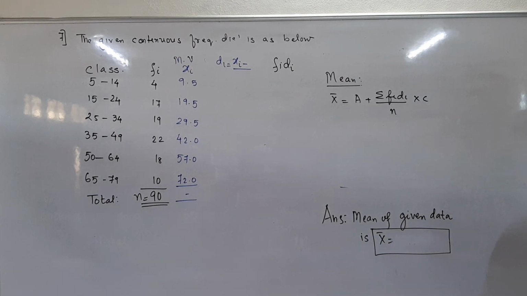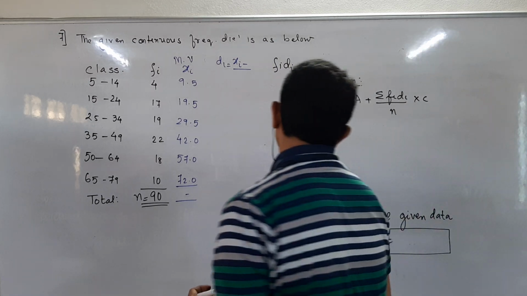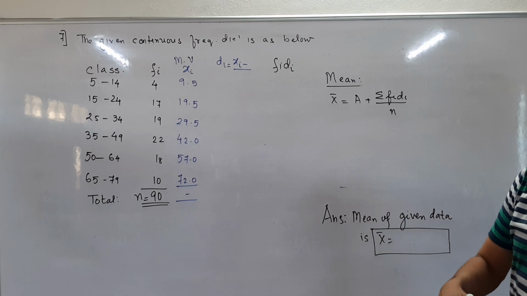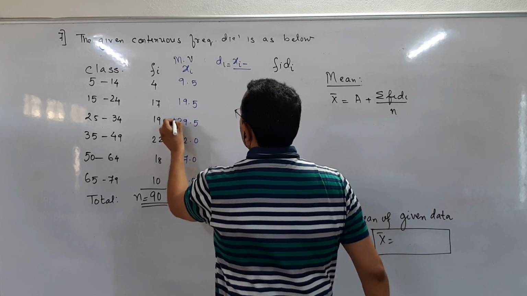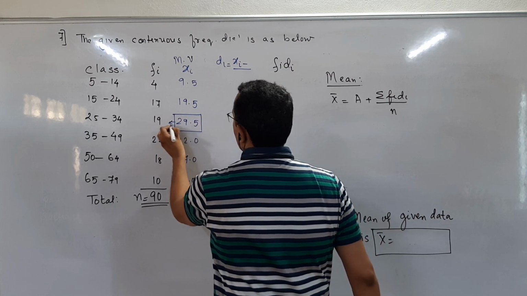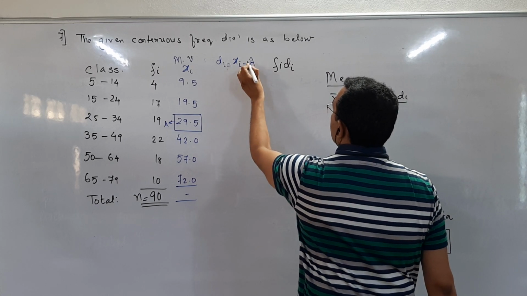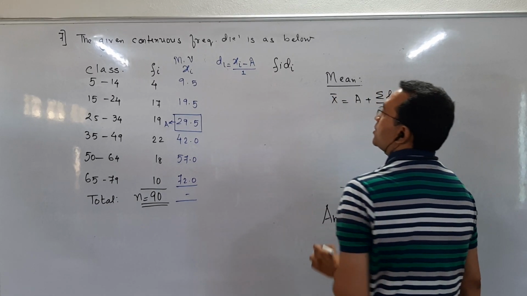Now, students, by which method shall we go? This is a very important criteria, students. Pay attention. Now students, all of you concentrate. Here, students, I can even change the method. Come on. Now, I am changing the approach. Let us take, students, assumed mean as 29.5. And here, we simply write di is equal to xi minus a. We don't divide, we simply write 1.